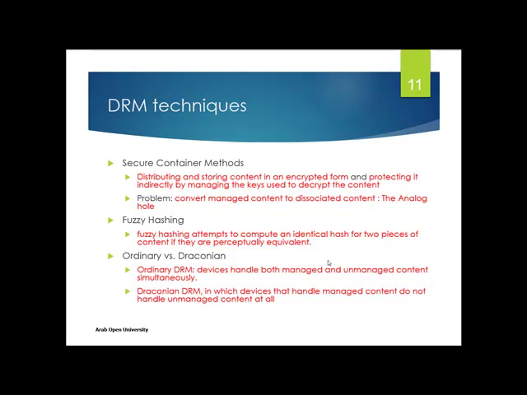We have two categories of DRM, the ordinary and draconian. In the ordinary DRM, the devices handle both managed and unmanaged content, while in the draconian DRM, devices that handle unmanaged content cannot handle managed content, or vice versa.